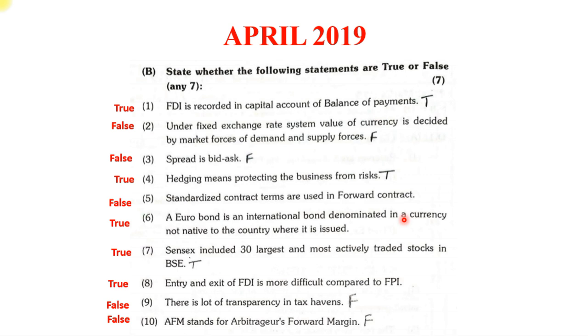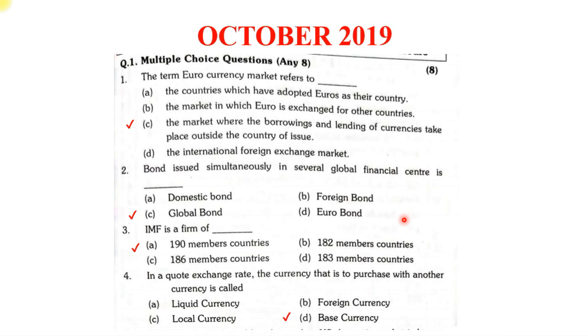Now let us check the next one, October 2019. The first set of questions were again based on MCQ. Here, the term Euro currency market refers to dash. The answer is the market where the borrowing and lending of currency takes place outside the country of issue. Next, a bond issued simultaneously in several global financial centers is called a global bond. Next, IMF is a forum of dash, 190 member countries. And fourth one, in a quote exchange rate, the currency that is to be purchased with another currency is called dash. It's called the base currency. Okay, these are the first four. You can read it and take a screenshot of that.